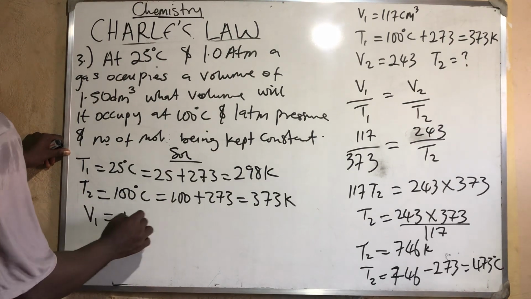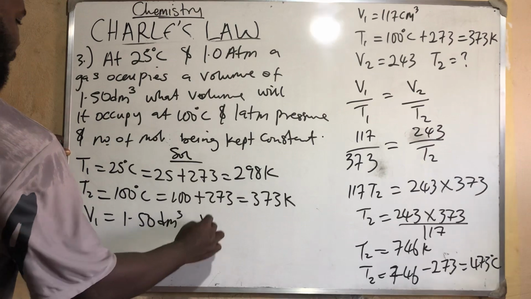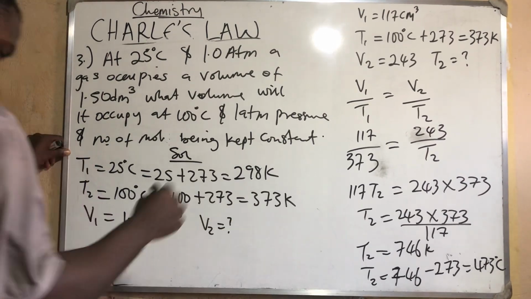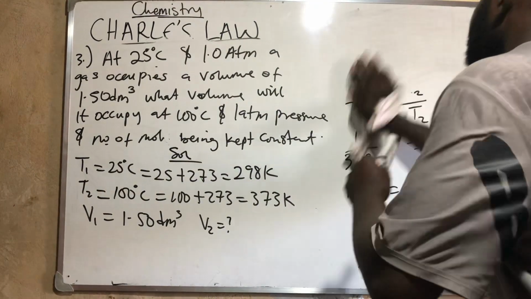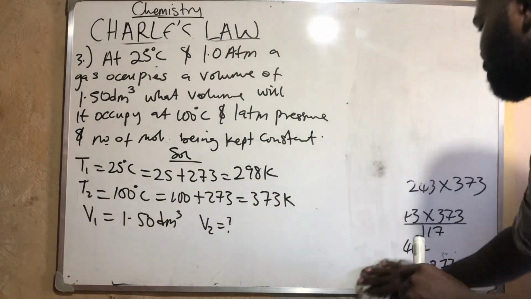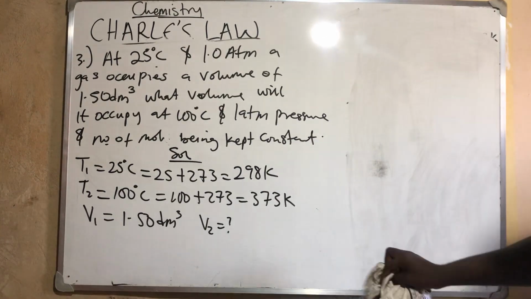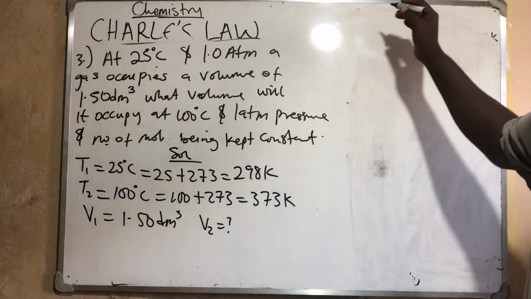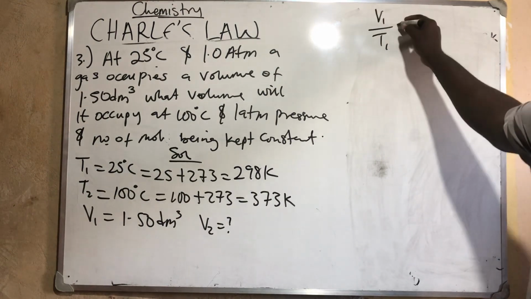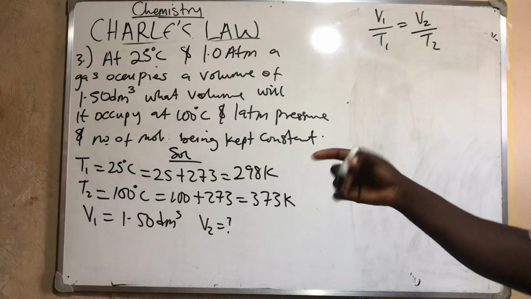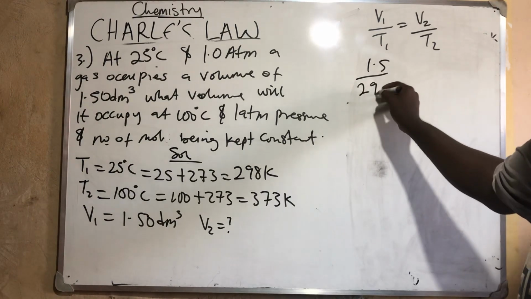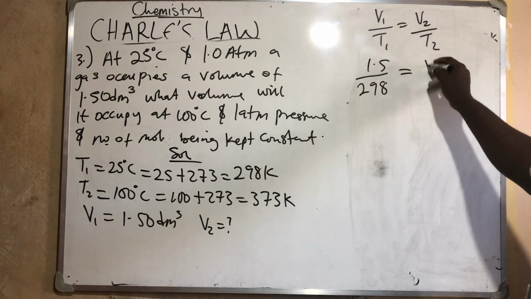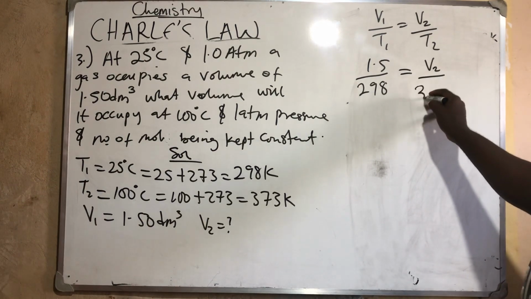But they gave us the first volume. The first volume they gave me is 1.50 dm cube. So they are not asking us the second volume. V2 is unknown. The pressure is the same, like I said, which means that the pressure is kept constant. Constant means it does not change. So we know that our formula for Charles' law says V1 over T1 is equal to V2 over T2. So put everybody, you have V1 is 1.5 all over T1 is 298, is equal to what? V2 is unknown, all over T2, which is 373.